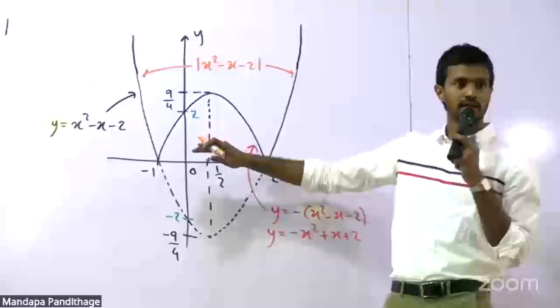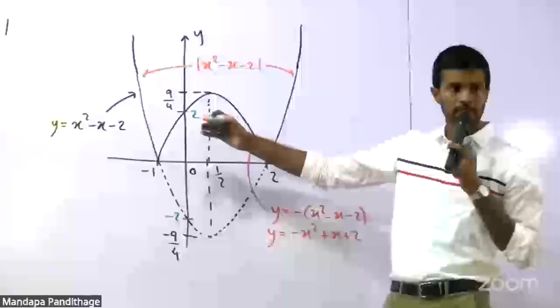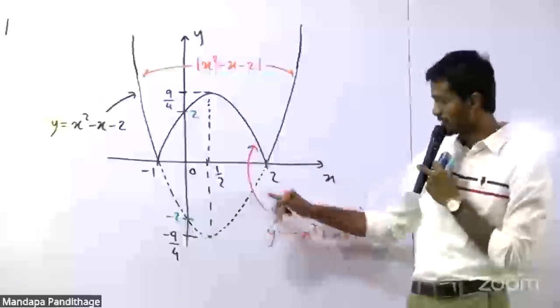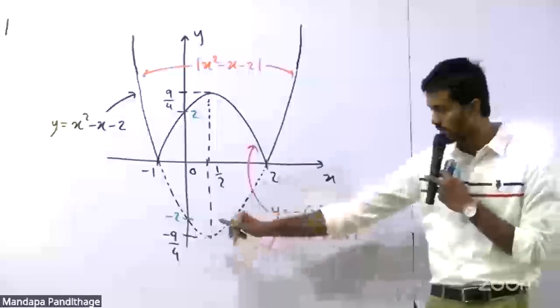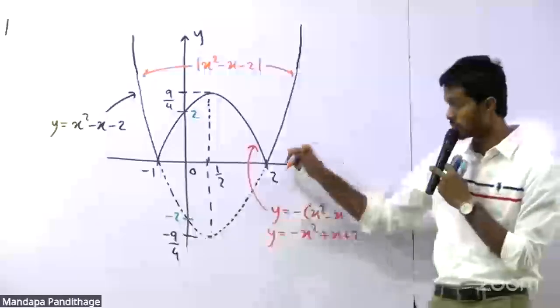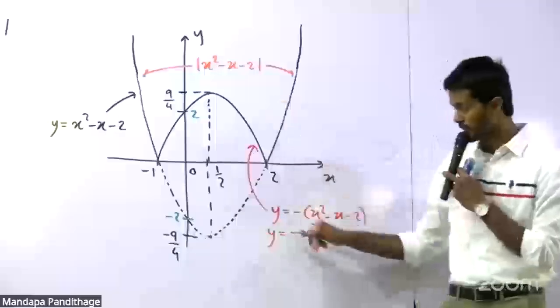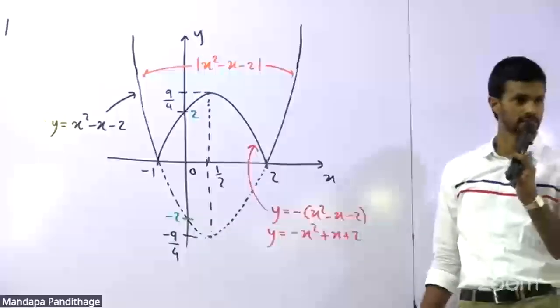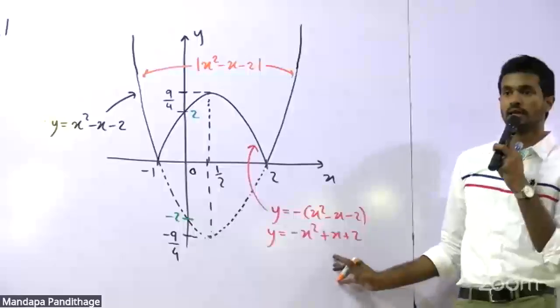Mirror the negative side to the positive side. But when you're mirroring, make sure that even the equation changes. This is the original x squared minus x minus 2, so this part becomes the minus of that. Is it clear? Hands up if this one is clear.